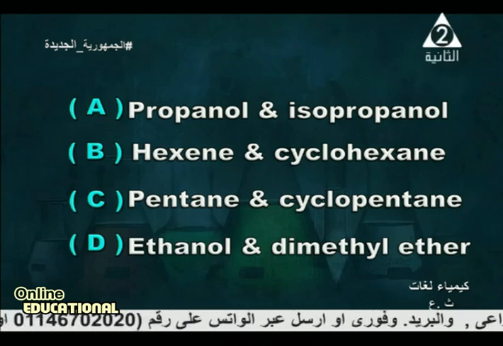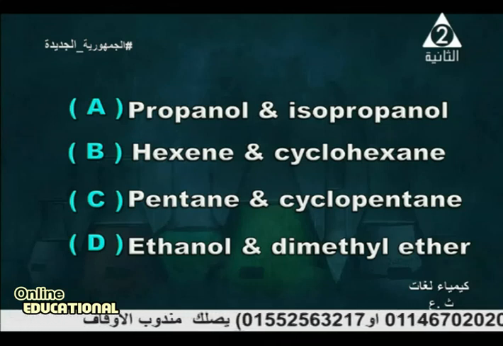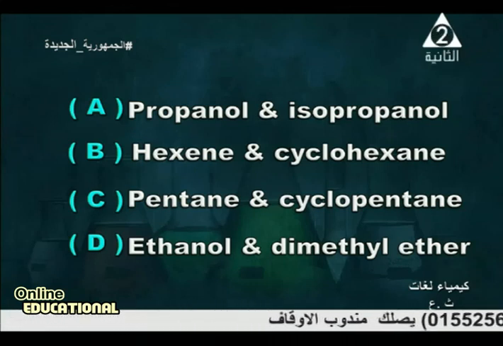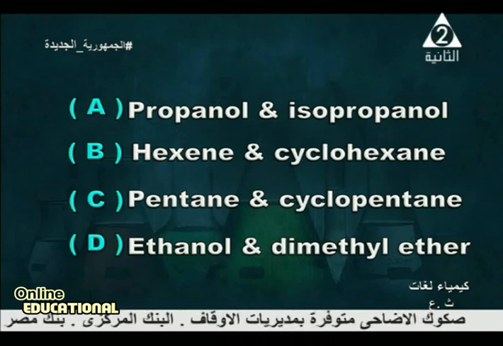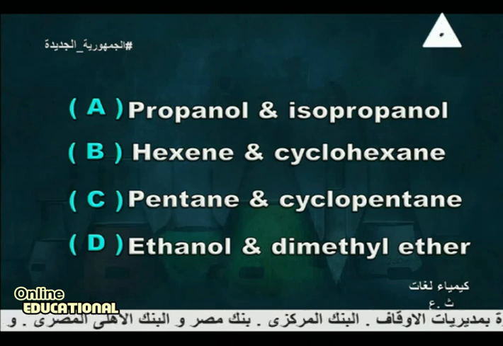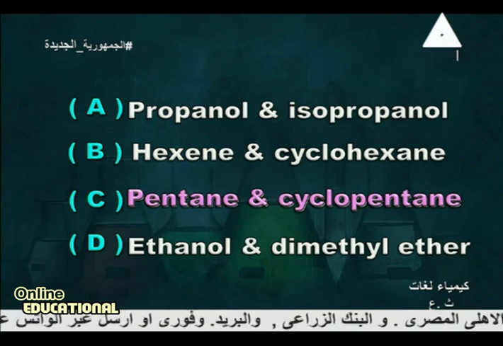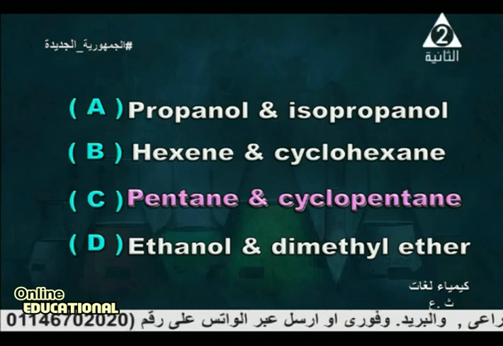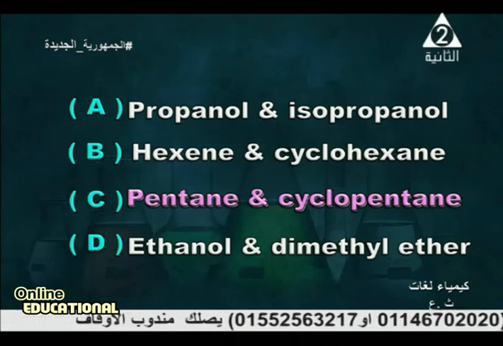Now, do you think which one? Make a structural formula for each one. After that, calculate the number of carbon and hydrogen and oxygen. If they are similar, it means isomers. So the good answer will be pentane and cyclopentane. You know, my dear, it's easy.